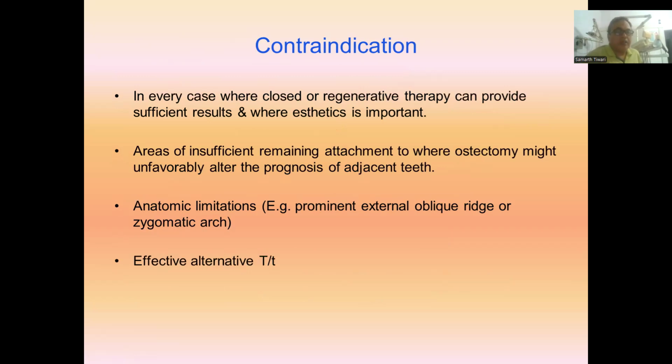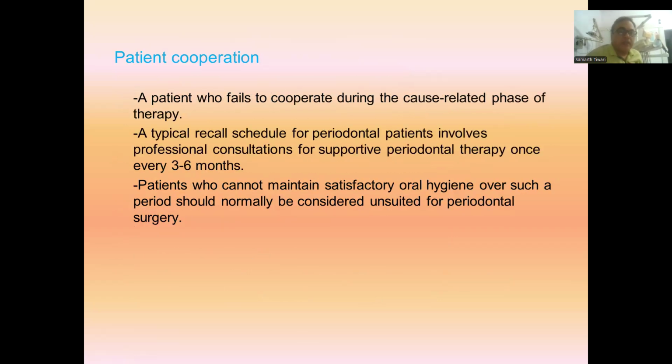Contraindication: in every case where closed or regenerative therapy can provide sufficient results and where aesthetics is important. Areas of insufficient remaining attachment, where ostectomy might unfavorably alter the prognosis of adjacent teeth. Anatomic limitations, for example, a prominent external oblique ridge or zygomatic arch, or an effective alternative treatment. Patient cooperation is another factor for contraindication.